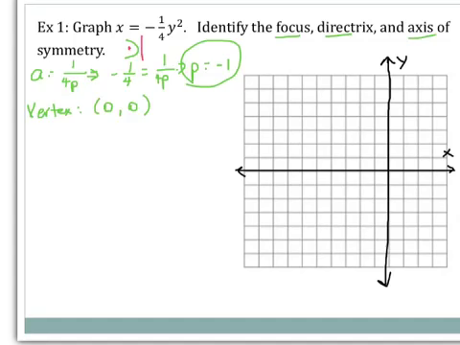So our vertex is at the origin, and our focus is going to be, and I like to just go ahead and graph them, towards the left. And so just by looking at the graph, I can see that my focus is at 0. No, it's not. My focus is at negative 1, 0. Now my directrix is going to be 1 the other direction.